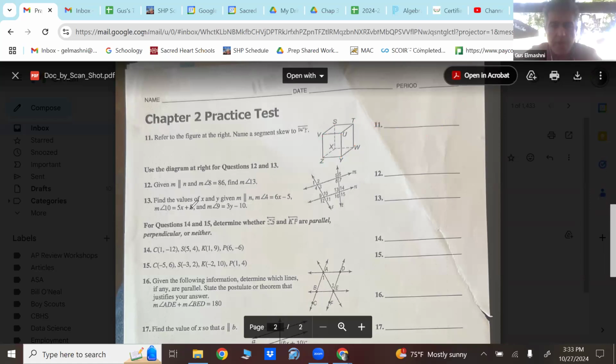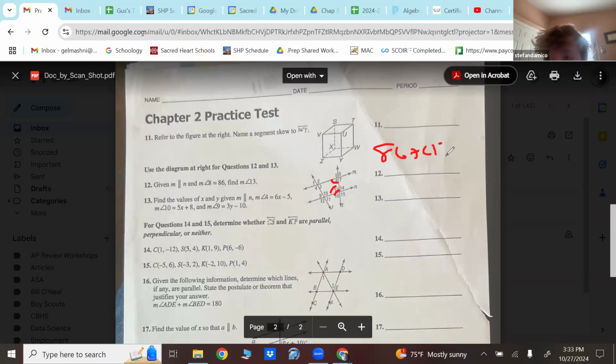M is parallel to N. Angle 8 equals 86, find angle 13. If they're parallel, they're going to add to 180 because they're on the same side. So they're same side interior angles. Angle 8 plus angle 13, so angle 13 should be 94 degrees.